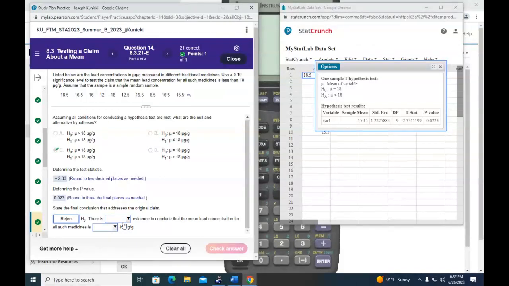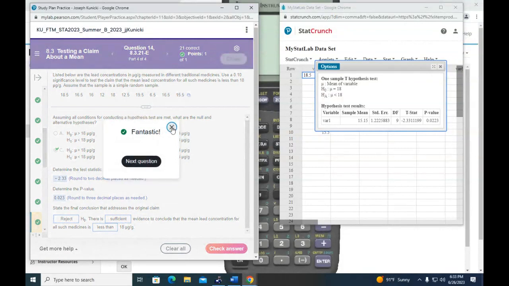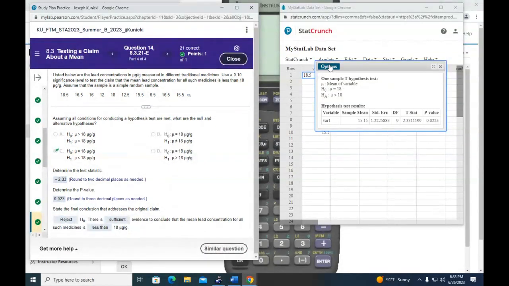No is the answer to, does the original claim contain equality? No. Did we reject? Yes. So the sample data supports the claim. There is sufficient evidence to conclude that the mean is less than. We're supporting the claim. Now, let's go over here and show you why that's true.